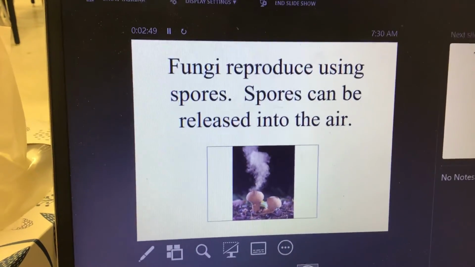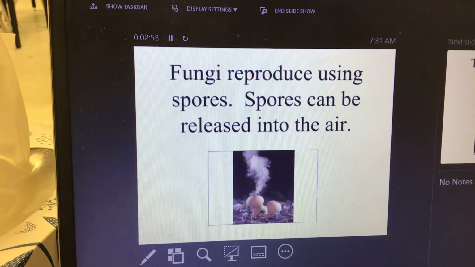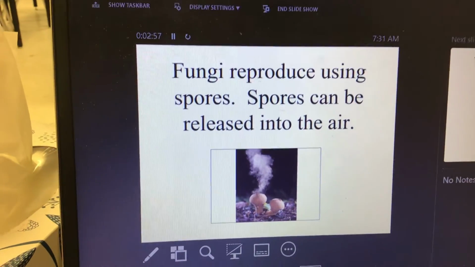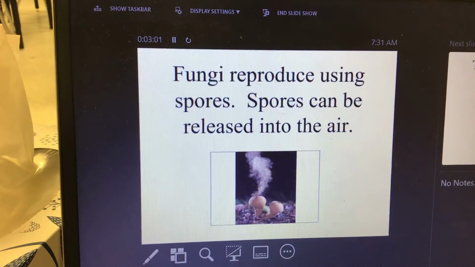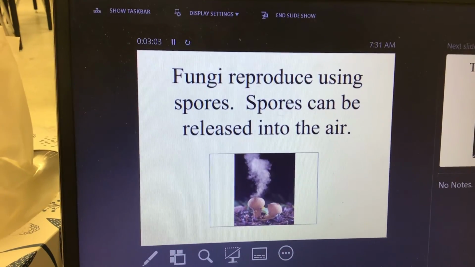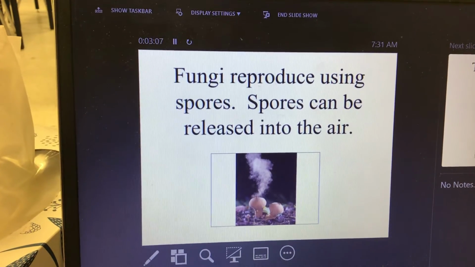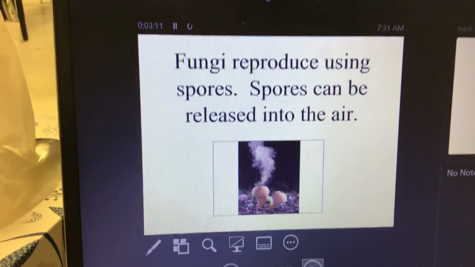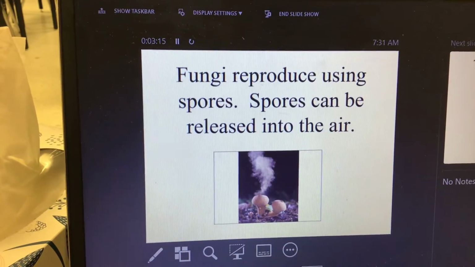But spores are released into the air. Instead of seeds, they have spores, and they're going to release these. I kind of think of them as tiny little balloons, and they're going to float around in the air. And if you have allergies, there might be times of the year where you breathe these spores in and they irritate your asthma or whatever it is that you have. But they'll float around and they'll land on random places.